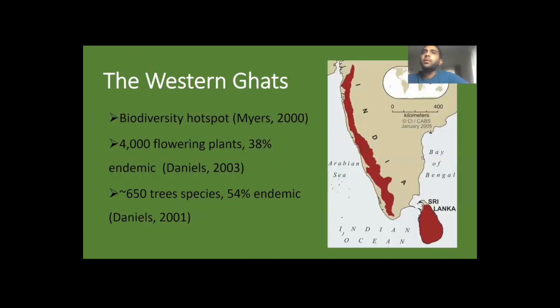Okay, so let's begin. So by now you guys should know about the Western Ghats. They are a biodiversity hotspot in South India. They're a hill range which span across the southern range of South India along the west coast. And it's very diverse. Just flowering plants, we have about 4,000 flowering plants. Almost 30% to 40% of them are endemic, meaning that they're found only here and nowhere else in the world. Of these, about 650 species are trees, more than half of which are endemic.